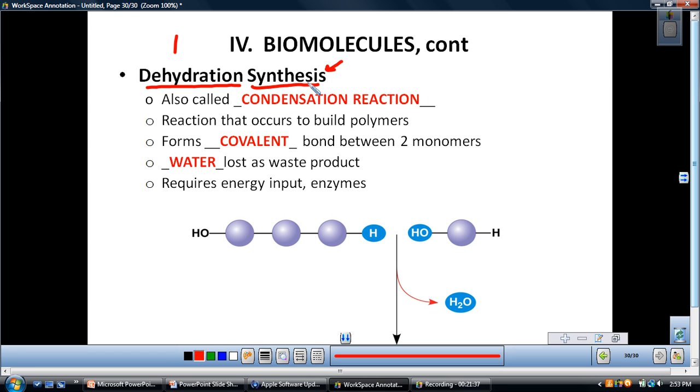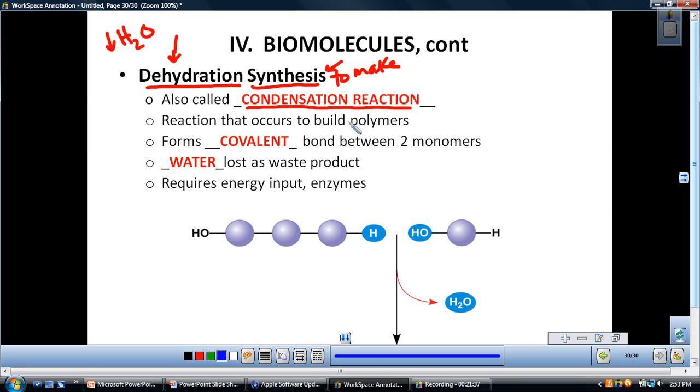If you use your root words, guys, to synthesize means to make. If you're dehydrating, you're losing water. This literally translates as to make something and lose water as a result. It's sometimes given the name condensation reaction, because condensation is when you have water that forms on the outside of, let's say, a glass. So it's the same thing. If you lose water off that glass, it's condensing. It's a condensation reaction. This is in order to build.